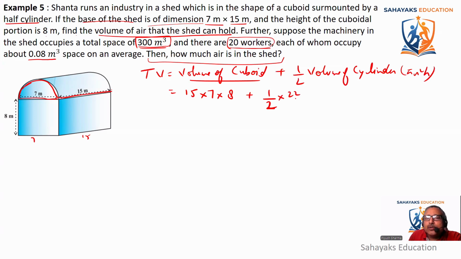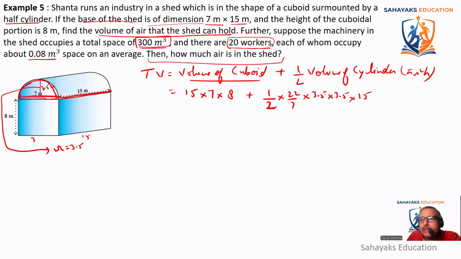So I'll just take pi as 22 by 7. What is the radius of it? When the width is given as 7 meter, that means the radius of it is 3.5 meters. So this is 3.5 into 3.5. And what is the height of it? This will be considered as the height of the cylinder, that is, 15 is the height of the cylinder.